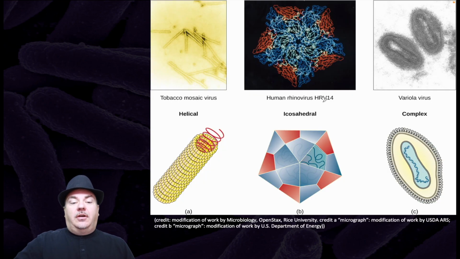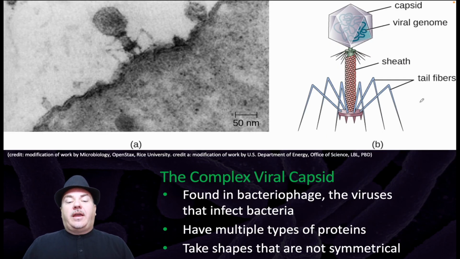So here's an example of a helical capsid, like the tobacco mosaic virus, where the protein coat forms a helix, and within that helix is the nucleic acid. Or the icosahedral capsid includes the human rhinovirus. It looks like a 20-sided die if you're familiar with that. Or a complex capsid. Now let me give you another example of a complex capsid. A complex viral capsid, for example, can be found in bacteriophages. These are viruses that infect bacteria. They have multiple types of proteins and shapes that are not necessarily symmetrical.